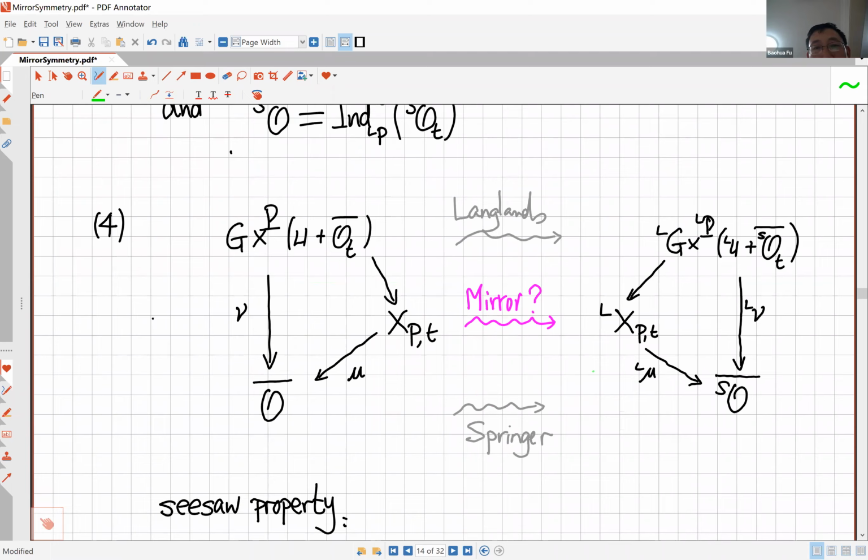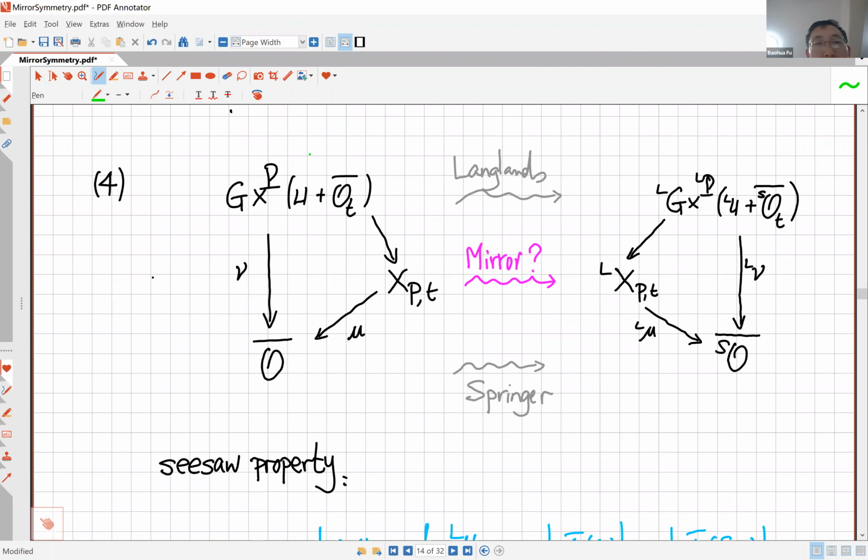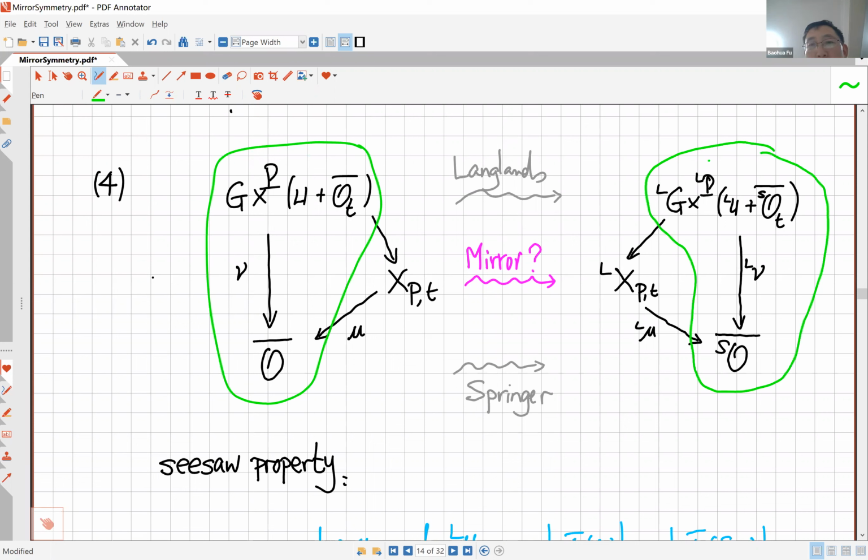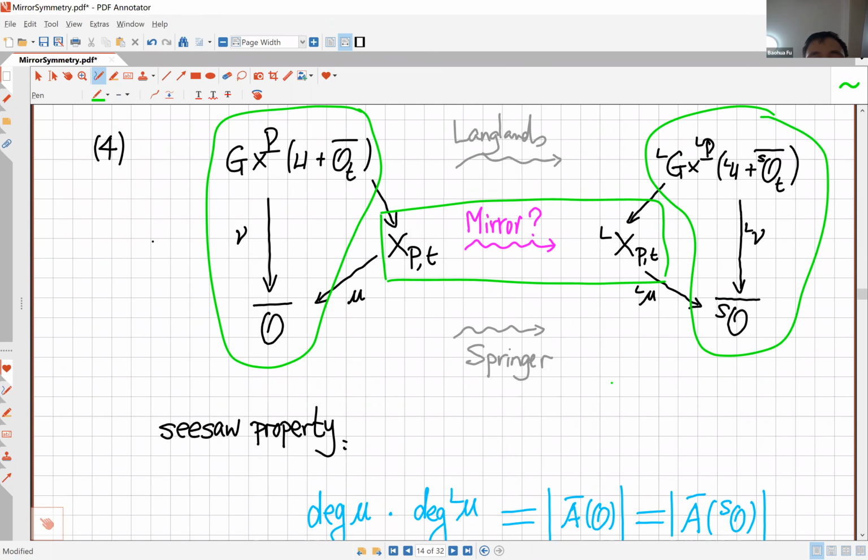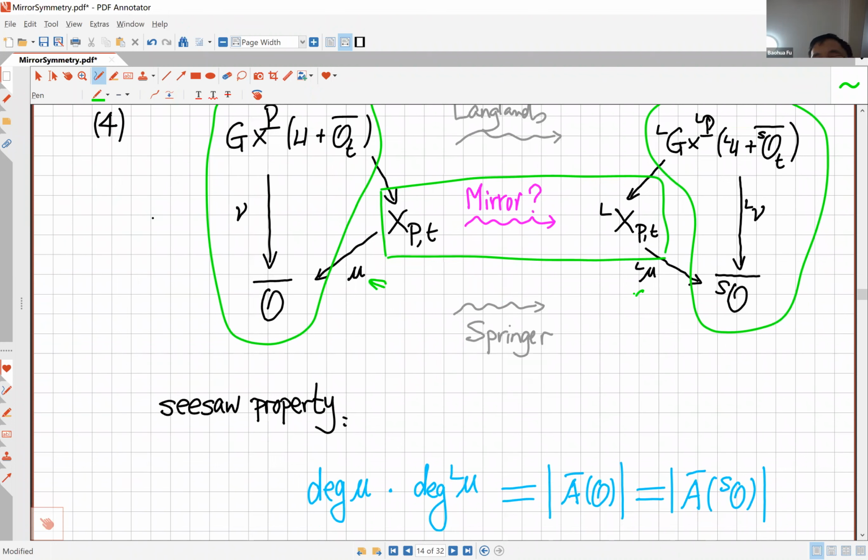The fourth point is that, again as before, if you take a general Springer map, then on the dual side you get again a generalized Springer map. Upstairs you have the Langlands dual, and downstairs you have the Springer dual. The main point is to show that these two covers are mirror, but this is something we cannot show at this point. We can only show that the degrees satisfy a similar seesaw property as before: the degree of mu times the degree of mu dual, the product of these two, is the same as the order of the Lusztig canonical quotient.